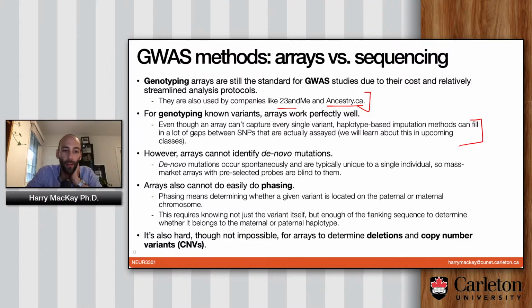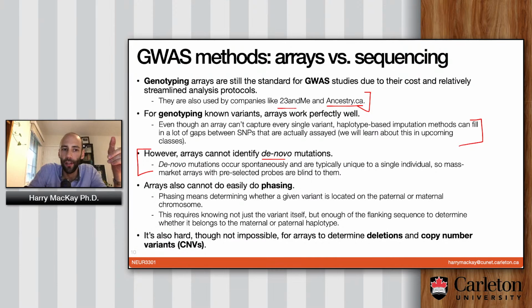However, there are some major limitations. Arrays can't identify de novo mutations. De novo mutations are ones that occur spontaneously, and they're typically unique to a single individual. So it's impossible to design arrays that can figure these out, because arrays can only be built on known variants. You have biologists and bioinformaticists who go through all of the known human variants, and they'll design probes for every single one of them, and variants that they don't know about, they can't design a probe for. So it's impossible for arrays to identify new mutations.